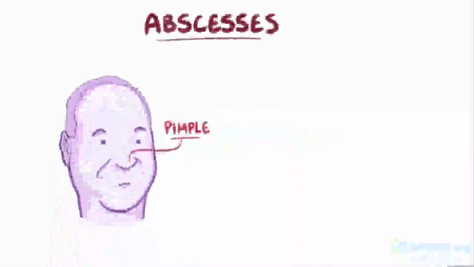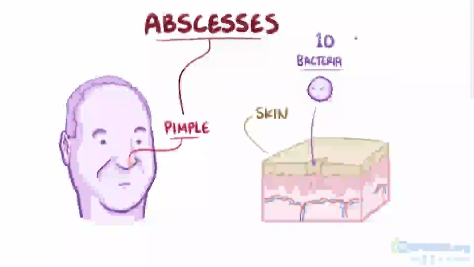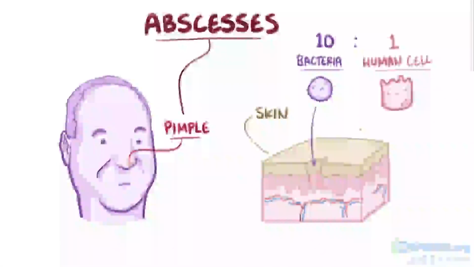Everyone who's ever had a pimple has had an abscess. Even though they're tiny, they're still abscesses. Now, an abscess forms when normal tissue, like skin for example, is split apart and that new space is invaded by nearby pathogens like bacteria. And there are roughly 10 bacterial cells for every 1 human cell, and they cover every surface of the human body. So any cut or break in the skin or closed off area within the body is an invitation for bacteria to dive in and multiply.